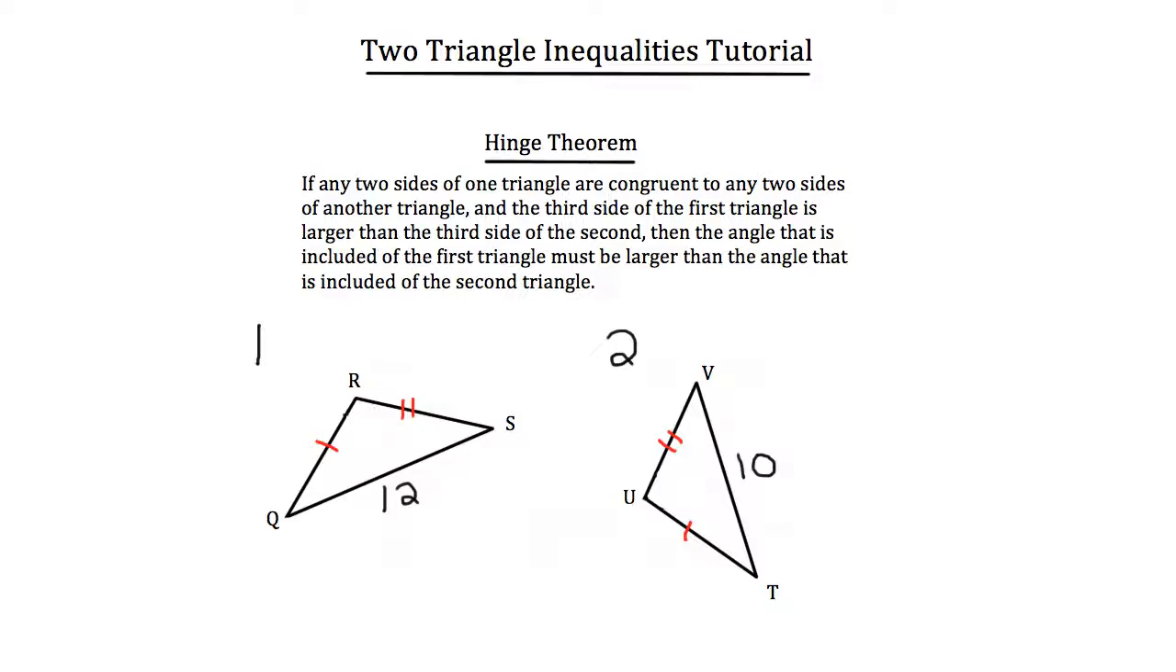Also note that in triangle 1, segment QS, which is opposite the included angle, is going to be larger than the opposite side from our included angle in triangle 2, side TV, which is 10. According to the Hinge theorem, because side QS is larger than side TV, angle R must be larger than angle U. So let's write that down at the bottom. Angle R is greater than angle U.